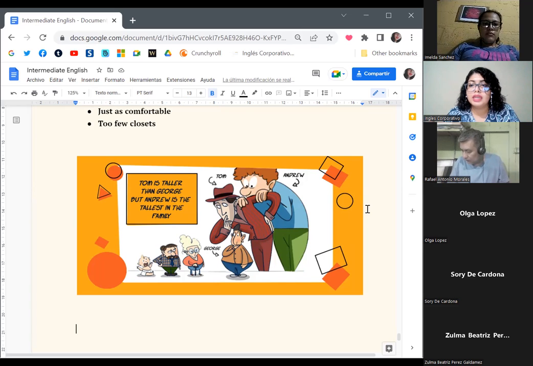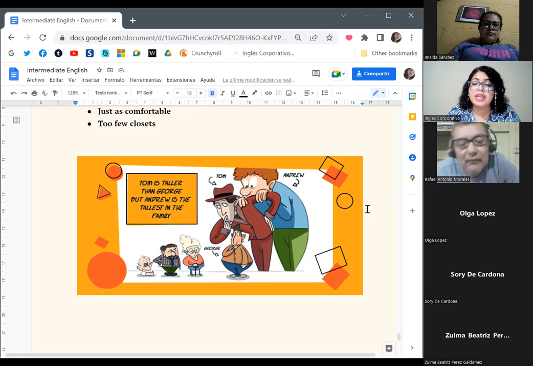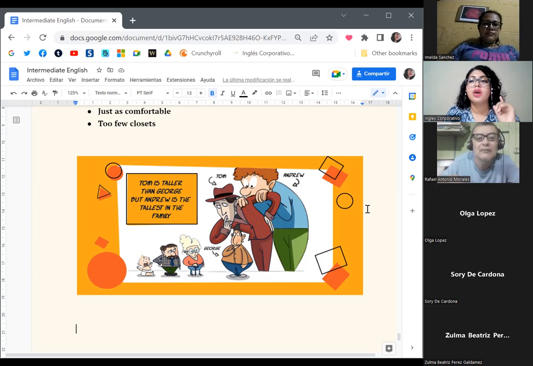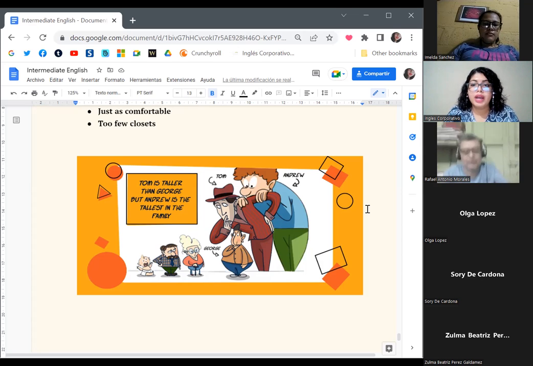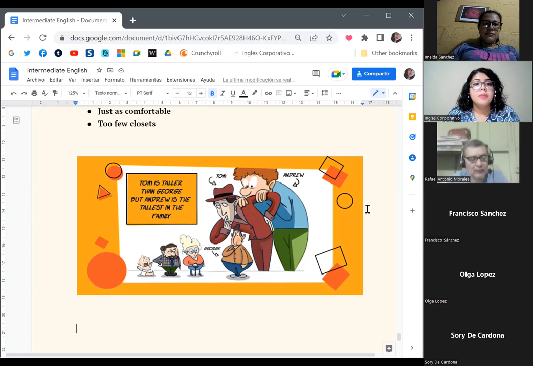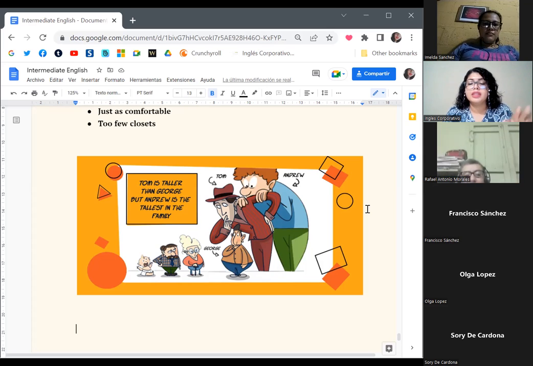We are using the adjective tall, that in Spanish is alto. So in that case it is talking about the difference between these people that we are seeing in the photo. It says that Tom, that is the one with the red suit, is taller than George, and it is obvious that he is taller, but Andrew is the tallest in the family. So we have the first one, that is comparison, we are comparing who is taller between George and Tom. And then we have the other expression, that Andrew is the tallest because no one else is taller than him.